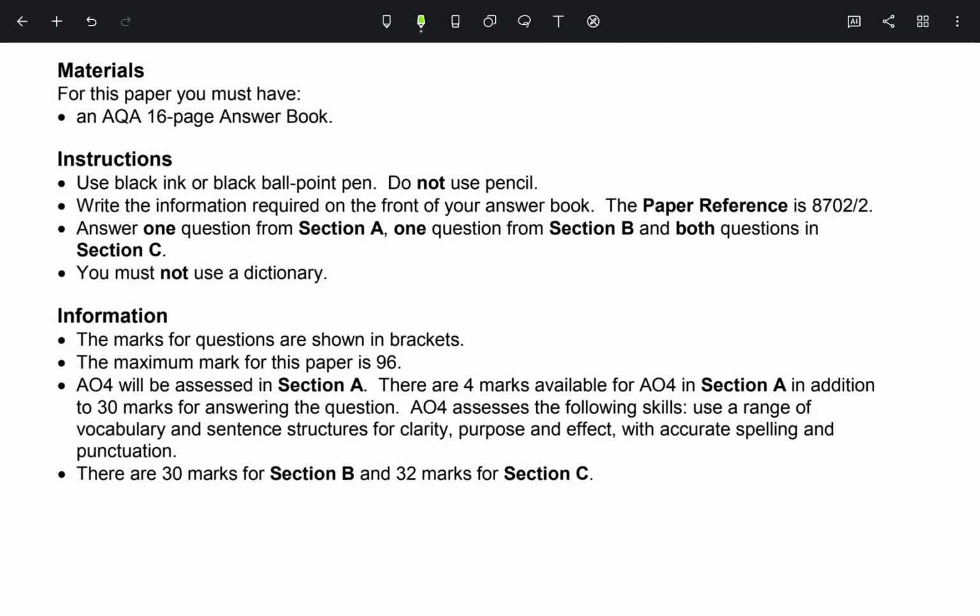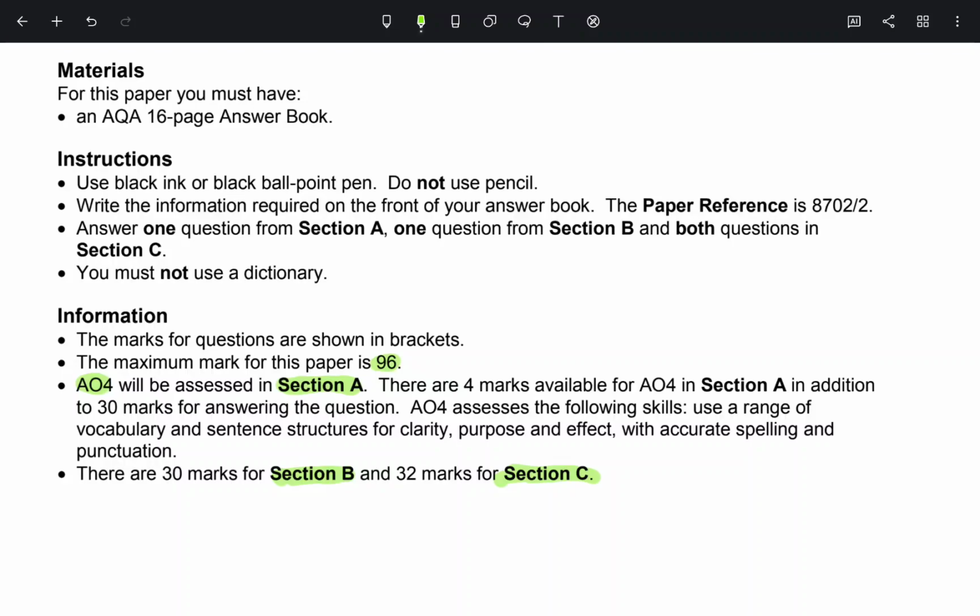Now, in terms of the marks, the maximum mark for this paper is 96. AO4 will be assessed in section A. So if you remember, in paper 1, you would have seen AO4 is assessed on a specific question, whereas here it's in section A. And there are 30 marks for section B, and there are 32 marks for section C.